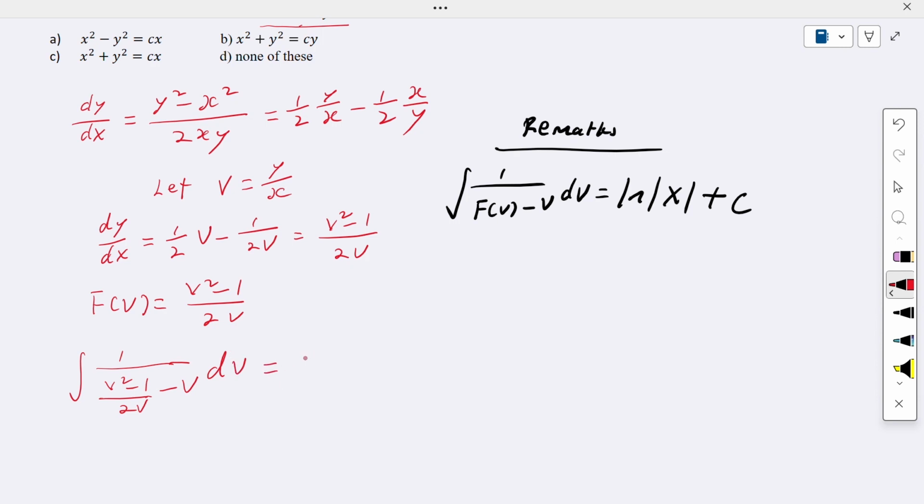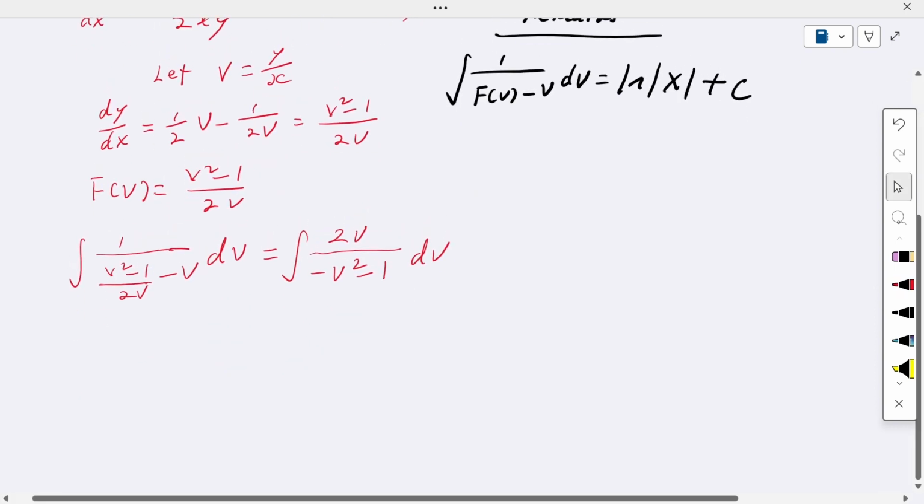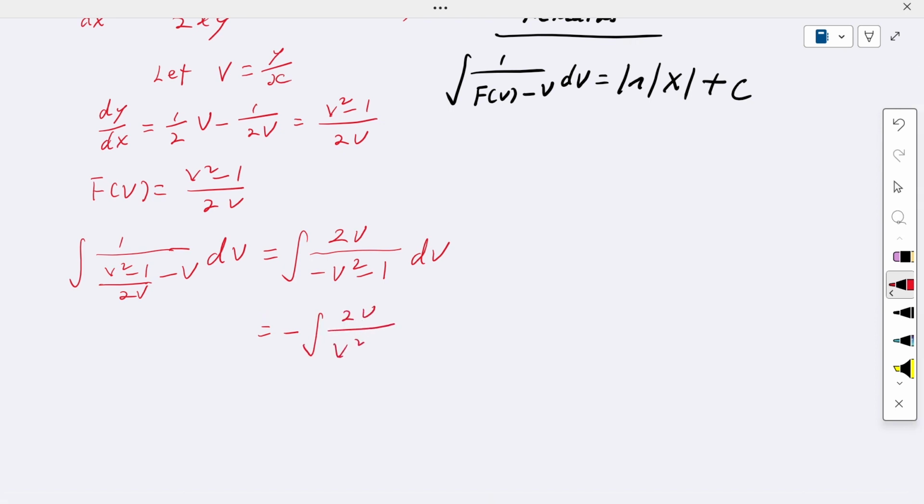Now we can simplify this. We flip the 2v to the numerator, and we have minus 2v over (v squared plus 1) dv. We can factor out the negative outside the integral, so we have 2v over (v squared plus 1) dv. So we need to do this integral.